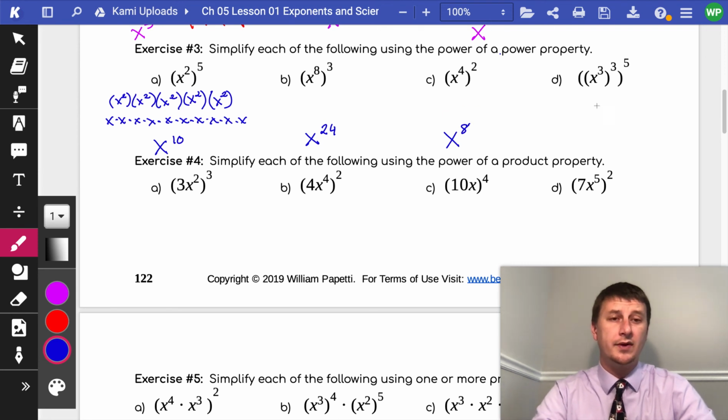And now we actually have a power of a power of a power property. But that's not going to change what we do here. We're going to take the x, and then we're going to multiply 3 times 5. And 3 times 3 will give us 9, and 9 times 5 will give us 45. So x to the 3rd to the 3rd to the 5th is actually x to the 45th power.